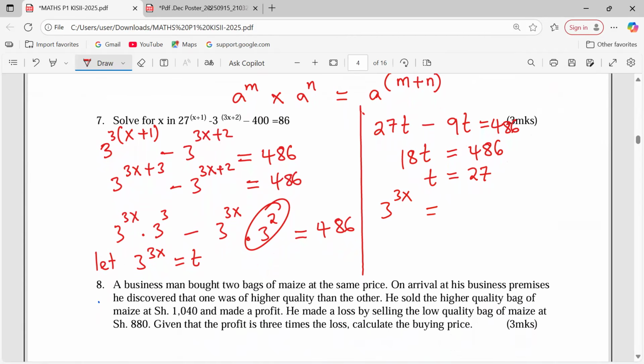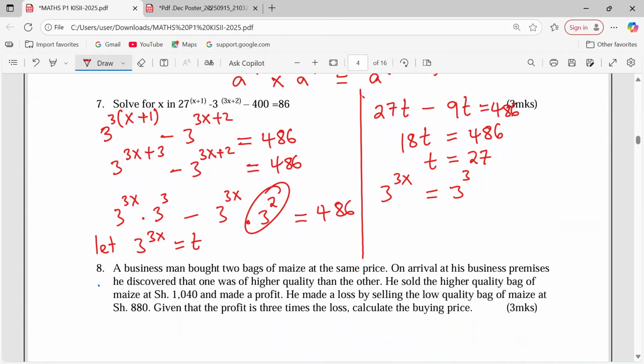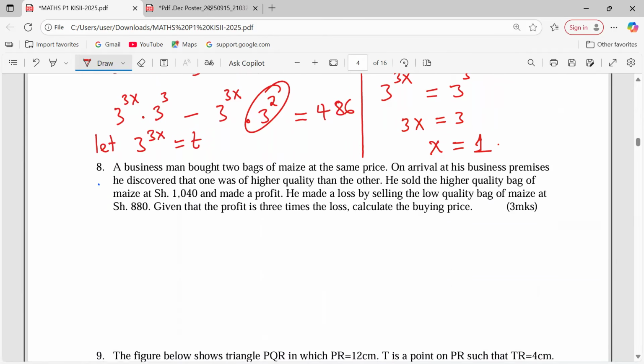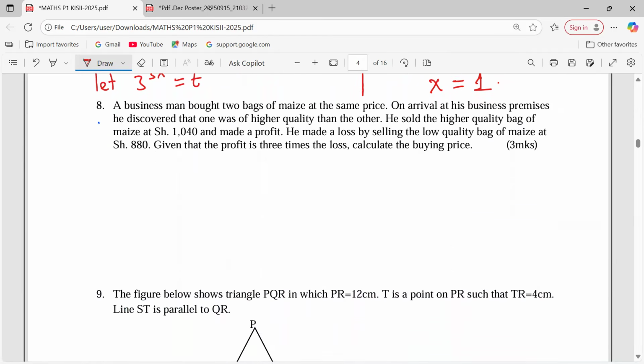3x had been let to be t, and now we have found that t is 27, which is 3 power 3. Because the bases are now the same, we can equate the powers. 3x equals 3. The value of x now becomes 1. Yeah, the value of x is equivalent to 1. Very simple.